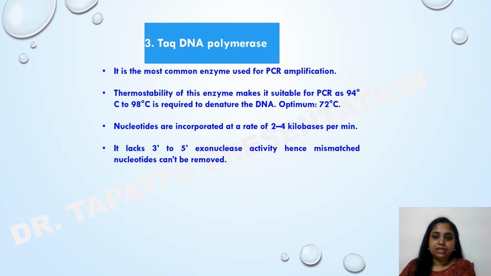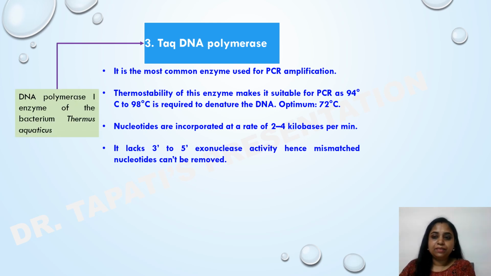Taq DNA polymerase. This is the DNA polymerase 1 enzyme obtained from Thermus aquaticus. This organism lives in hot springs. Therefore, most of its enzymes are thermostable, including the Taq DNA polymerase. It is the most common enzyme used for PCR amplification. Thermostability of this enzyme makes it suitable for PCR as 94 to 98 degrees Celsius is required to denature the DNA. Optimum temperature for this enzyme is 72 degrees Celsius.